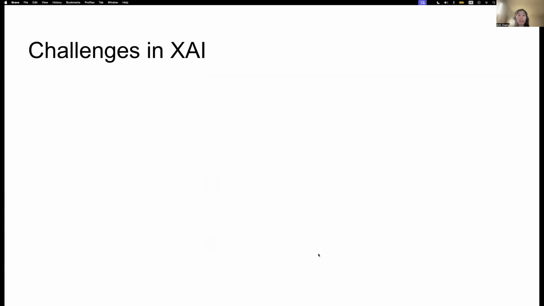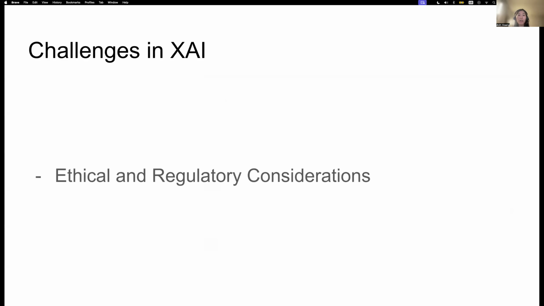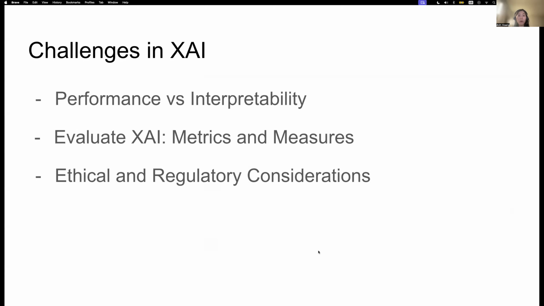The second challenge is evaluating XAI. There is still no clear standard on how to measure whether an explanation is helpful, accurate, or fair. We need a better metric to evaluate explanations. The third challenge is ethical and regulatory considerations. As AI is used in more sensitive areas, it becomes critical to ensure fairness, transparency, and compliance with regulation. XAI needs to support these goals.